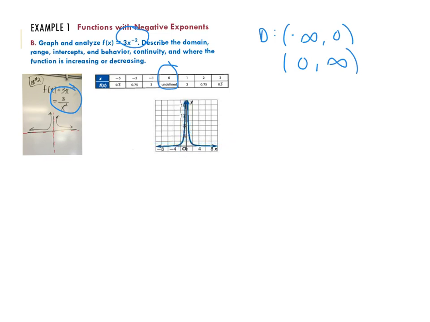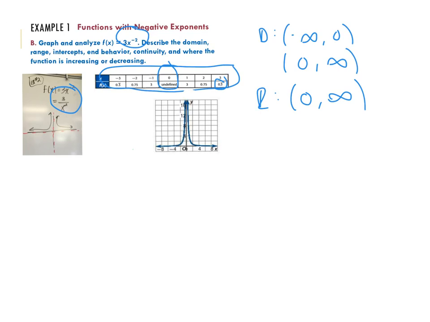The next thing we need to look at here is range. When we look at the range, if you look at this table here, your f of x values get really, really close to 0, but never actually touch. So remember, range is vertical, so it looks like it's going from 0 with a parenthesis, because 0 is not included, and this graph goes all the way up to positive infinity. So there's your range. Let's erase some of this stuff again, and let's do another one.